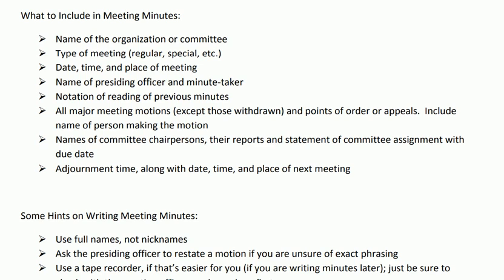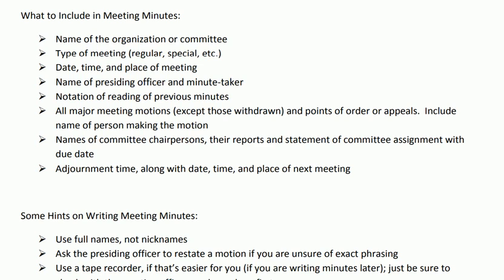Then we have all the major meeting motions except those withdrawn, and points of order or appeals, including the name of the person making the motion. So the name of the person who speaks on a particular agenda item, or points of order, or you can say appeals related to a particular matter. The name of that person should be recorded as well, that is, who is the one appealing a motion, or points of order, or ordering the motion.